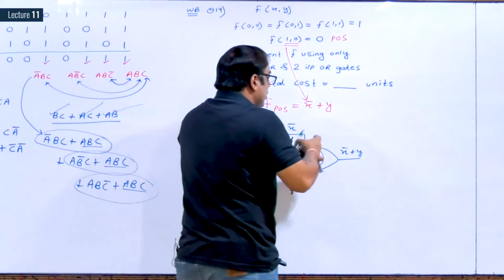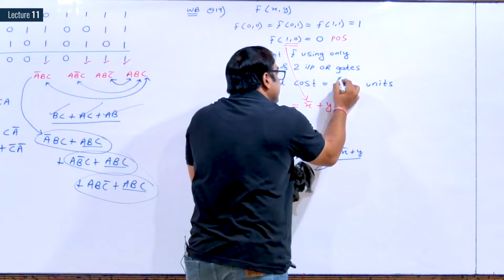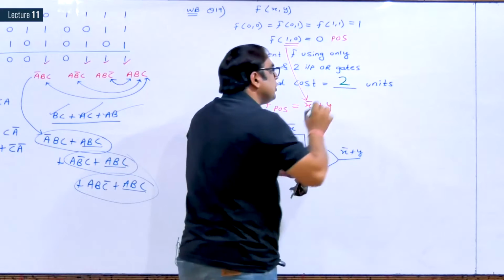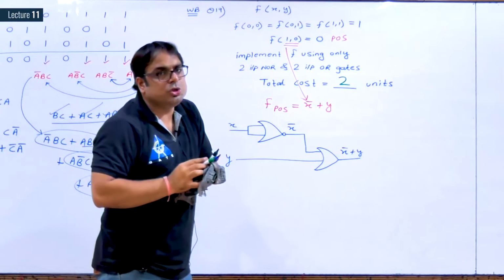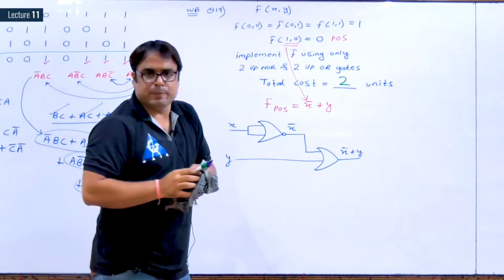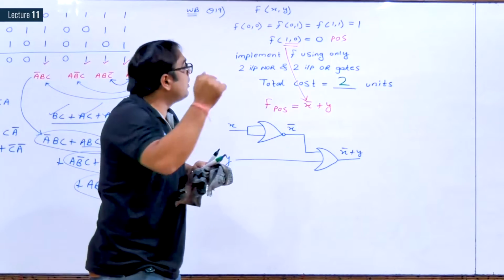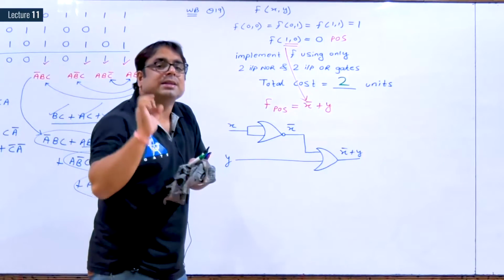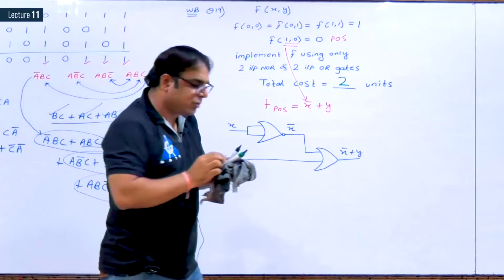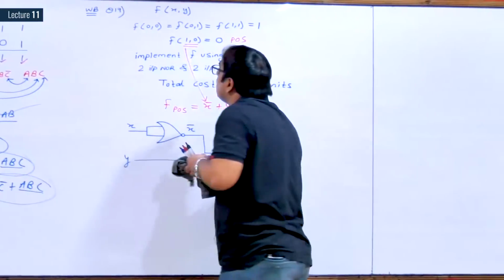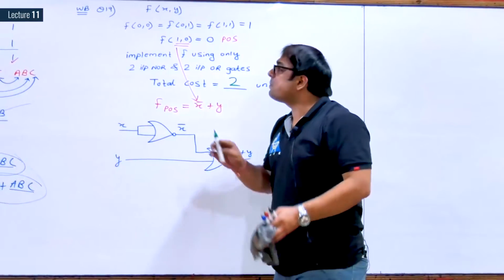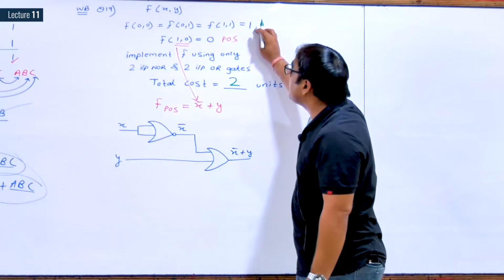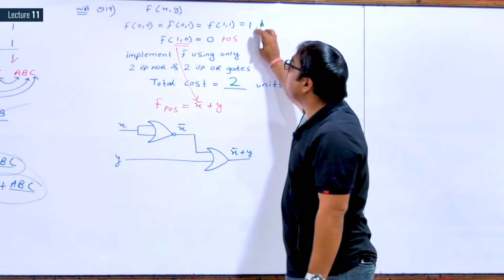So the total cost is 2 units. Answer is 2. You can also go by POS format. That will take some more time to solve because you will have to minimize it. There is an option to go in SOP also, but you will have to minimize it.